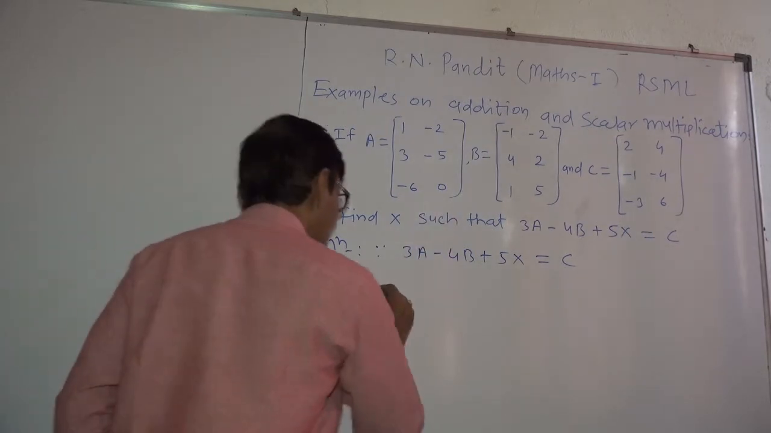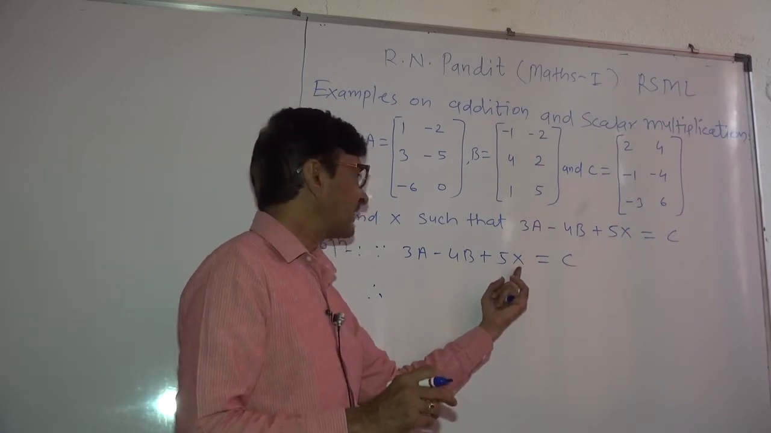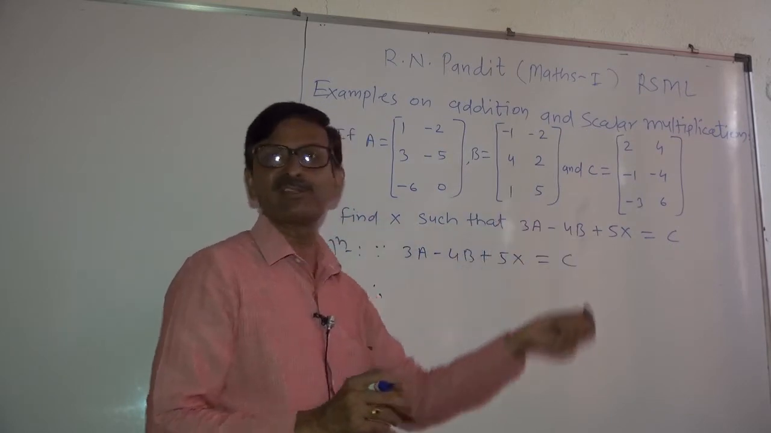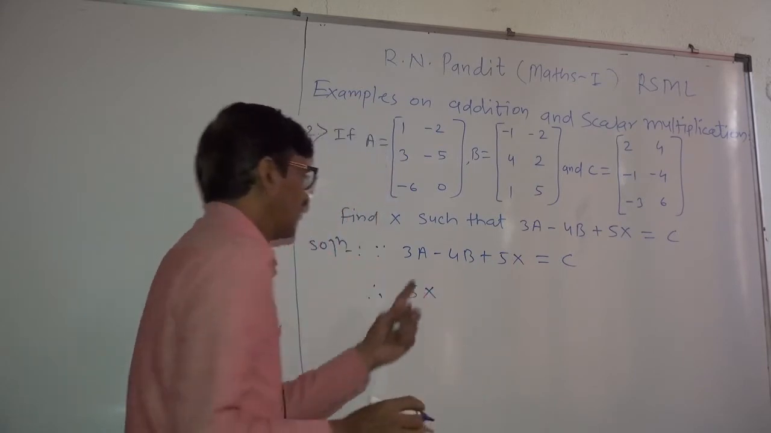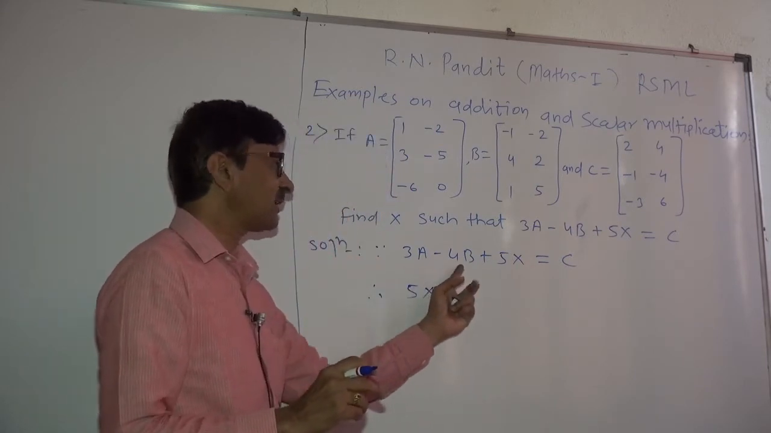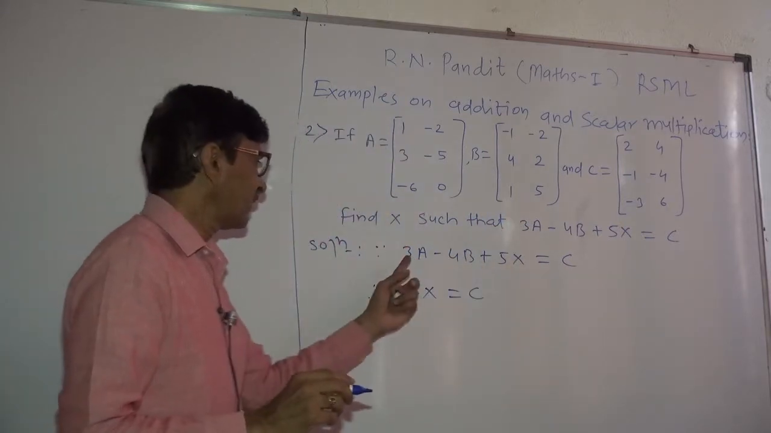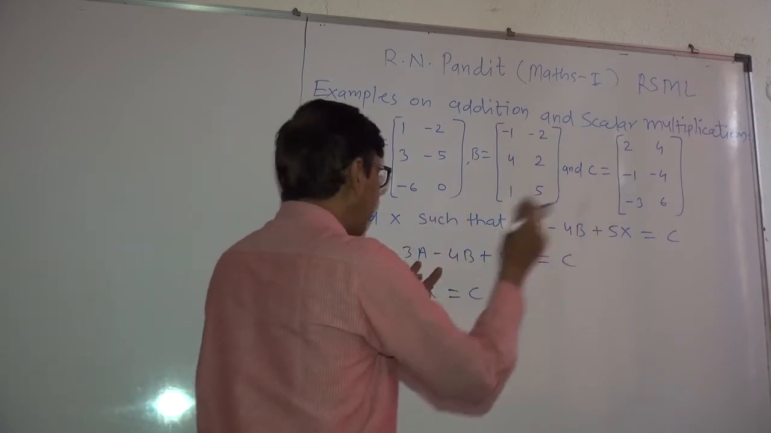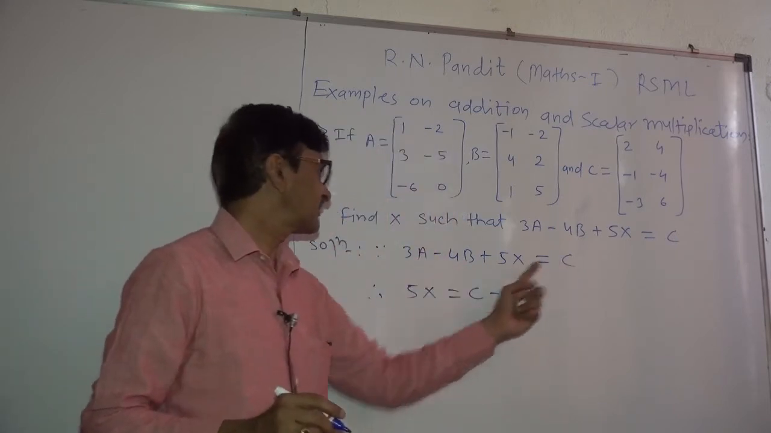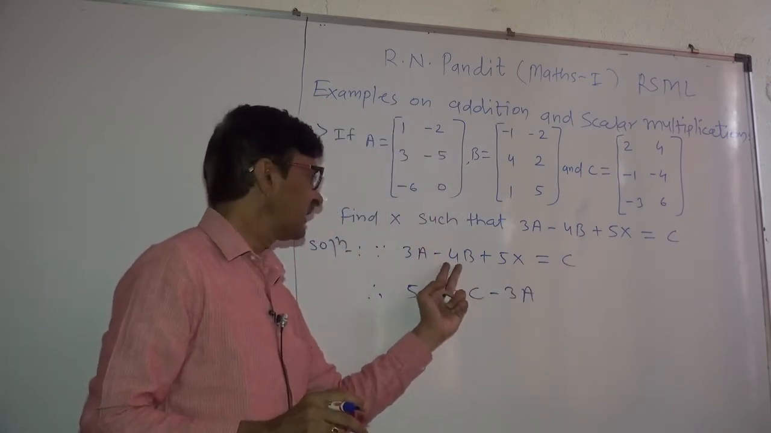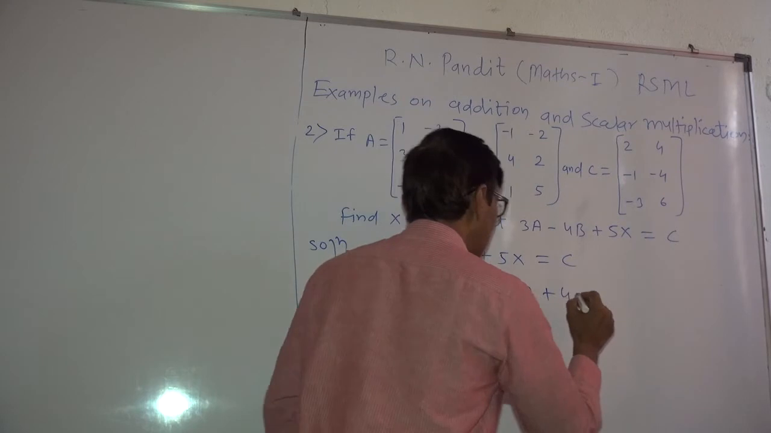Okay? So, therefore, now here try to keep the unknown matrix X on the left hand side and the remaining part we will shift to the right hand side. So, what is the value of 5X? Now, transfer the first and second term towards the right. Already on the right hand side C is present. Now, if I transfer this 3A towards the right, the sign will change. So, it is C minus 3A. For the second term, it is negative, so if we transfer it, it becomes plus 4B.